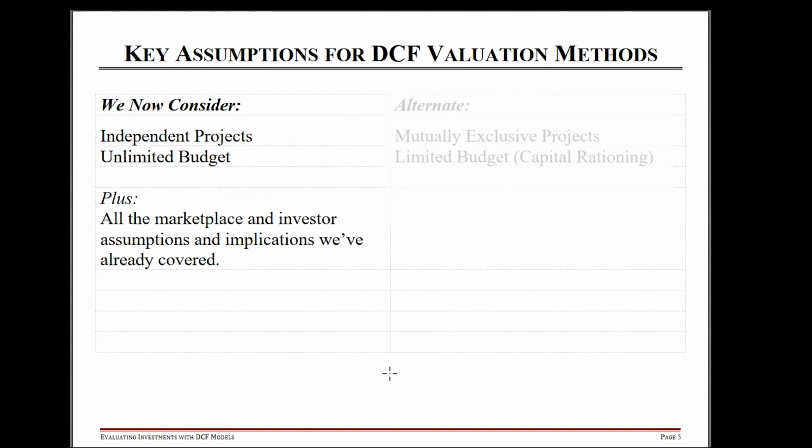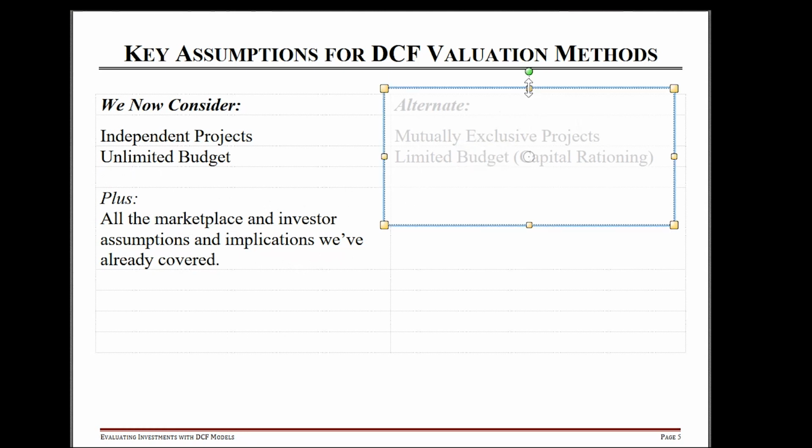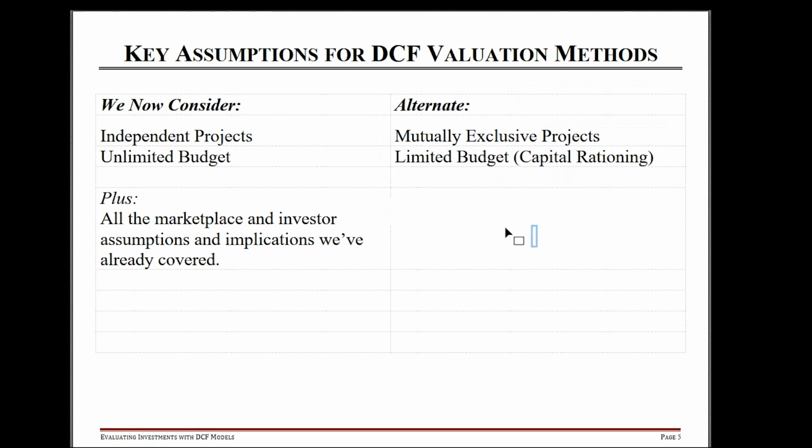So our key assumptions are going to be, for right now, let's look at a participant who's considering independent projects and a participant who has an unlimited budget. Additionally, we're going to have to include all the marketplace and investor assumptions and implications we've already covered. I had a big slide with a whole mess of assumptions we had to consider. So just remember, there's a lot of other assumptions in our models too. And later in the next chapter, we'll look at an alternate set of assumptions here. We'll look at mutually exclusive projects instead of independent projects. And we'll look at having a limited budget, or what's called in finance capital rationing.